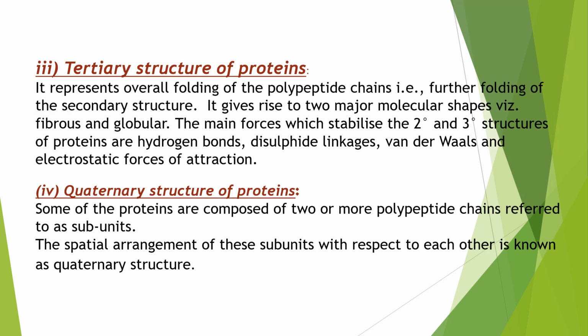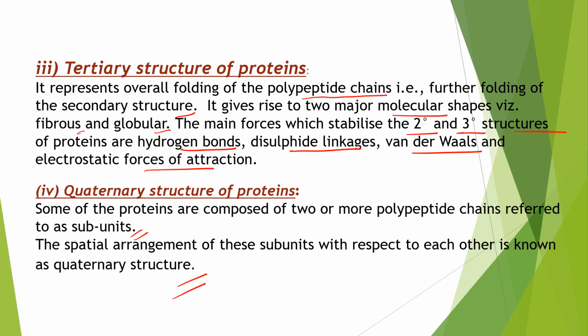So, tertiary structure of protein represents overall folding of the polypeptide chain, that is, further folding of the secondary structure. It gives rise to two major molecular shapes, that is fibrous and globular. The main forces which stabilize the secondary and tertiary structures of proteins are hydrogen bonds, disulfide linkages, van der Waals, and electrostatic forces of attraction. Next is quaternary structure of proteins. Some of the proteins are composed of two or more polypeptide chains referred to as subunits. The spatial arrangement of these subunits with respect to each other is known as quaternary structure. This is the most complex structure.